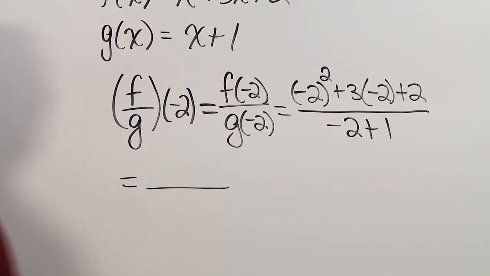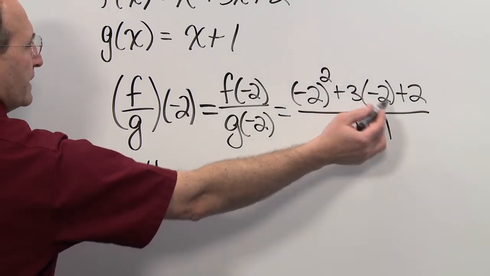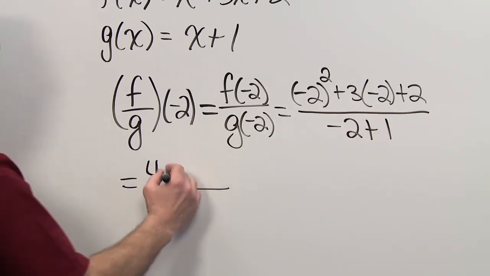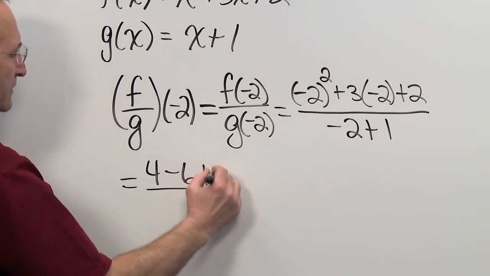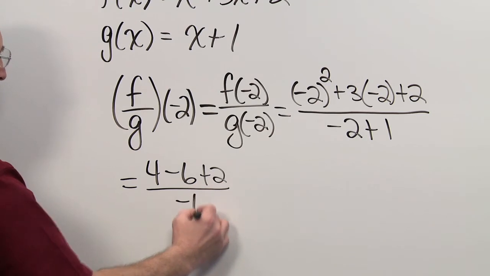Let's begin with the numerator. Negative 2 quantity squared is 4. The positive 3 times the negative 2 is going to be minus 6, and then we have the plus 2. And in the denominator, negative 2 plus 1 is negative 1.